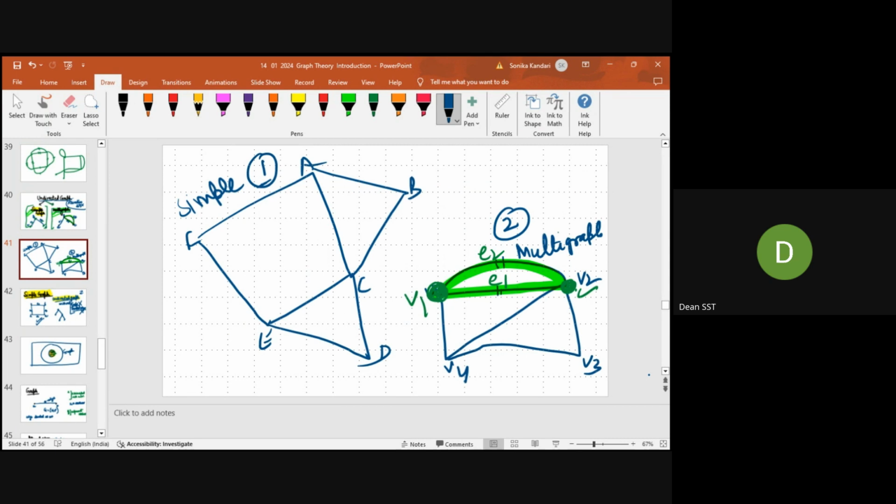Here, the first diagram, the first graph, is representing the simple graph. Why is it a simple graph? Because it is having no loop and no parallel edges. Is it clear? No loop and no parallel edges. So it is a simple graph. And the second one is a multi-graph. Why? Because it is having parallel edges.